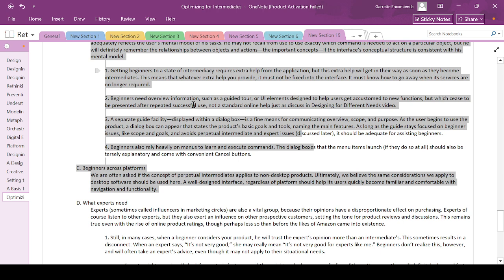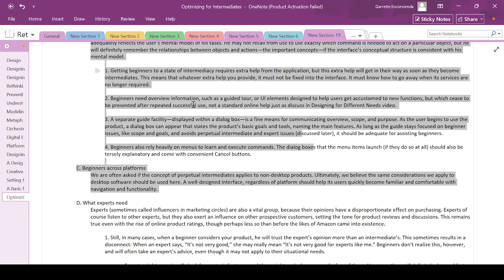Again, in designing for different needs, so the design pattern and design principle, right? One of the design principles is using known commands, right? Accelerators, etc. And the structure of the interface must match the user's model.